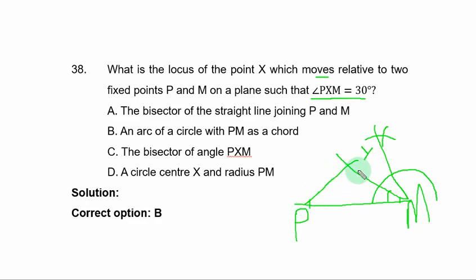So if this angle is also 30, it means that this side and this side are equal. So from here, PM is a chord. If PM is a chord, that means an arc can be formed in the lower part. So an arc of a circle with PM as a chord. B is the correct option.